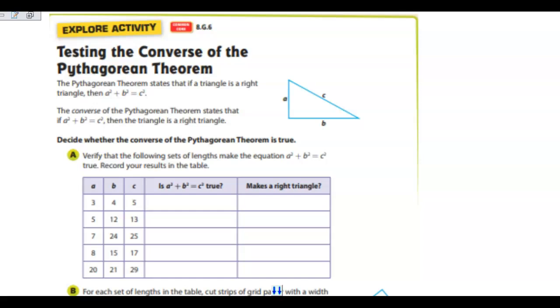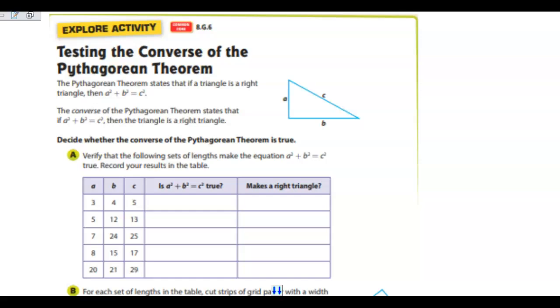So if a squared plus b squared equals c squared, then yes, it's a right triangle. Sometimes the triangles will look like they could be right triangles, but we find that actually it might be an 89-degree angle or a 91-degree angle. So it's really hard just by eyeballing the triangle to determine if it's a right triangle or not. And that's where the Pythagorean theorem can help us.